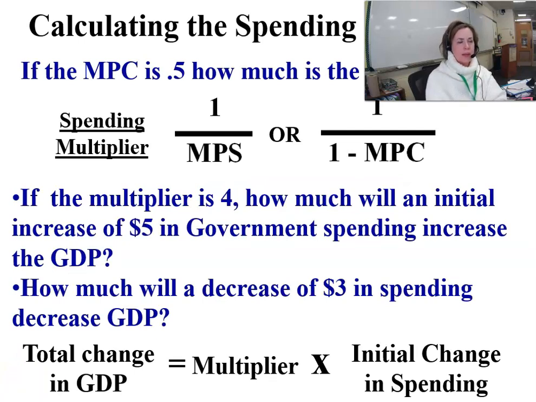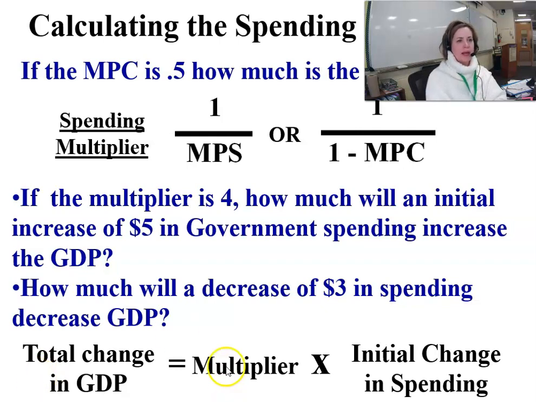If the marginal propensity to consume is 0.5, how much is the spending multiplier? There's two ways to calculate it. You can take 1 over the marginal propensity to save, or 1 over 1 minus the marginal propensity to consume.